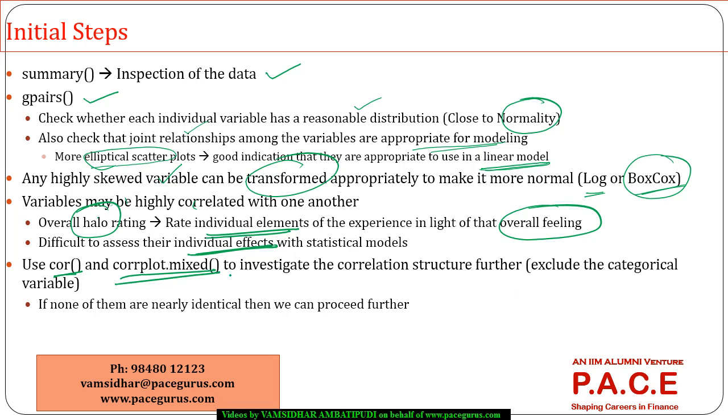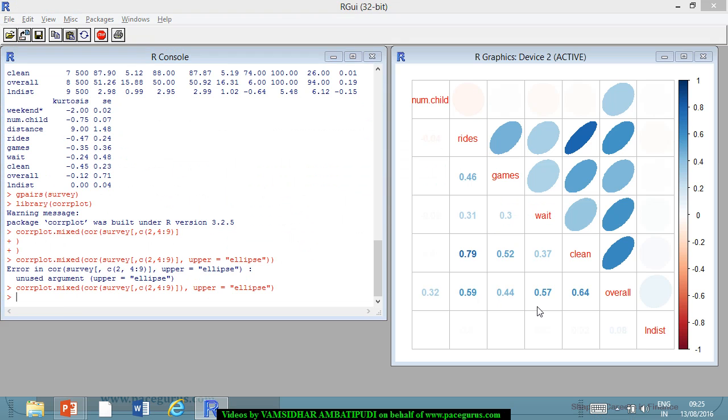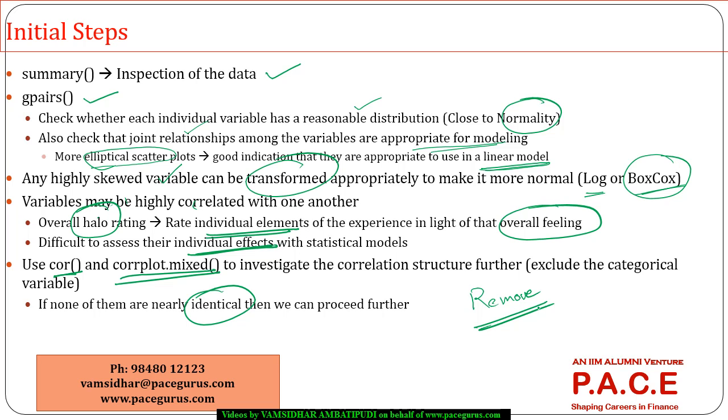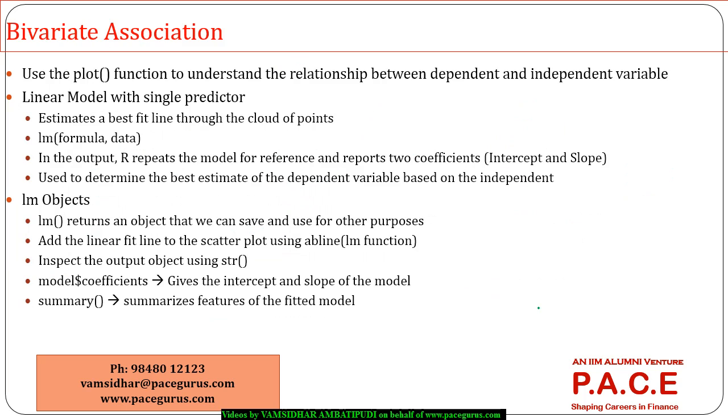If one of them is nearly identical, we can proceed further. But if the majority of them are coming out more and more identical, it's better to remove a couple of those variables before we get into our modeling exercise altogether. So that's the initial step that we are looking at. Once we have completed that, we are moving forward to understanding the bivariate association between the variables.